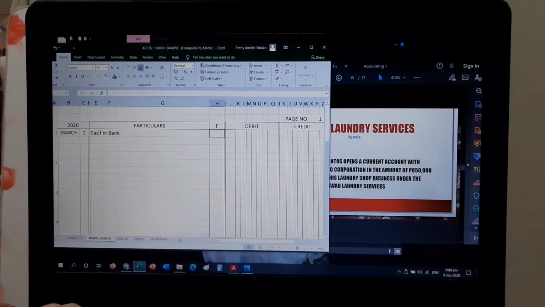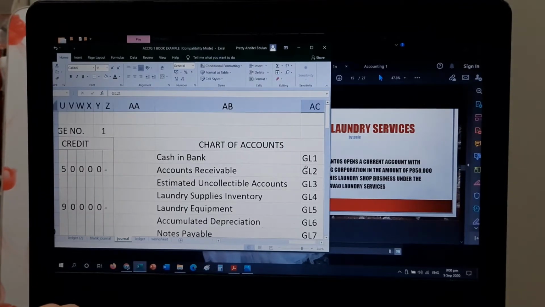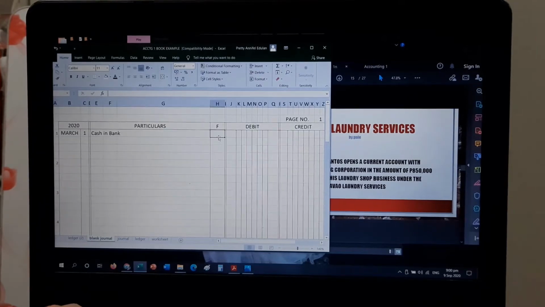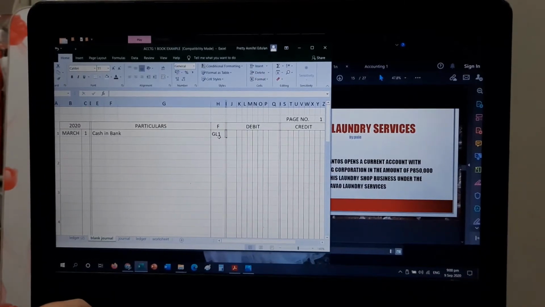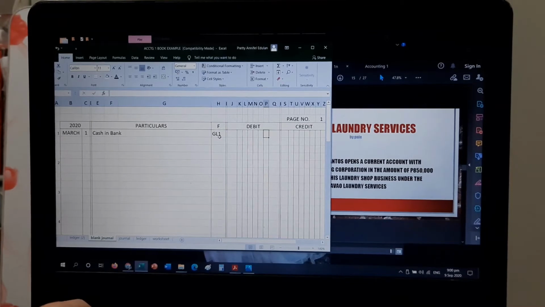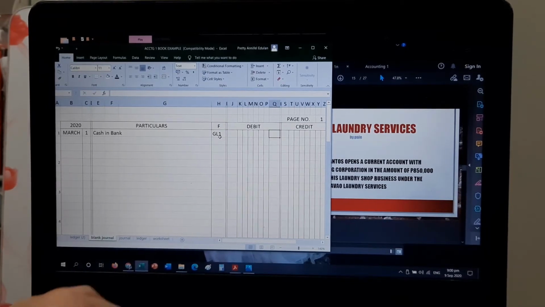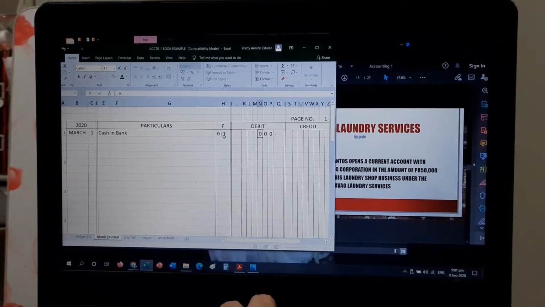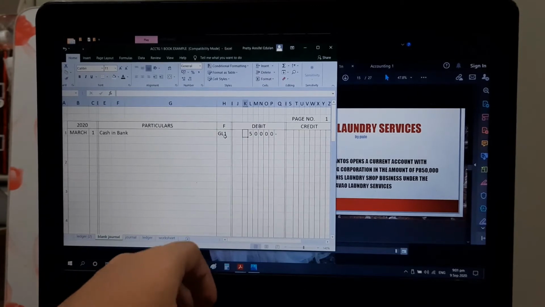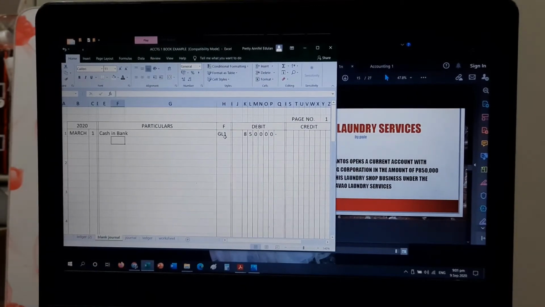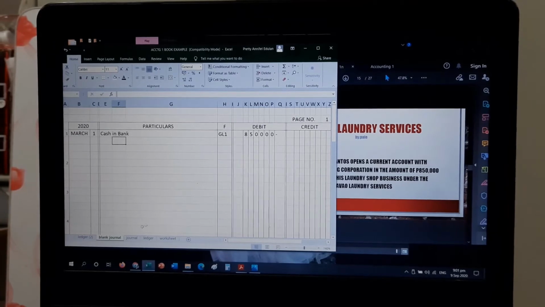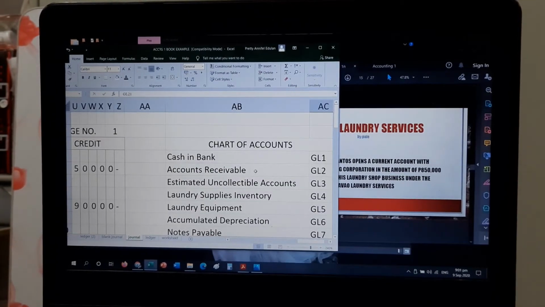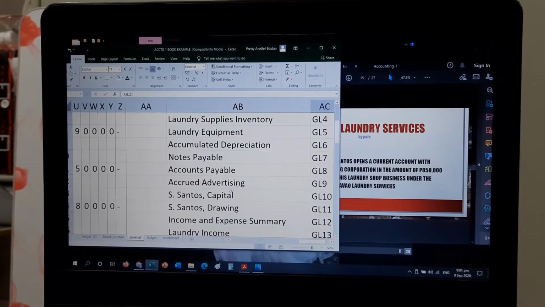So go to your chart of accounts. So that is the first one. That is GL1. So how much was being invested? That's 850,000. So there's no centavo. So write the digits. So that's 850,000. So since it is an investment by the owner, what should be the account? So every time the owner invests, that is his capital. So based on our chart of accounts, that is S. Santos Capital, GL10.